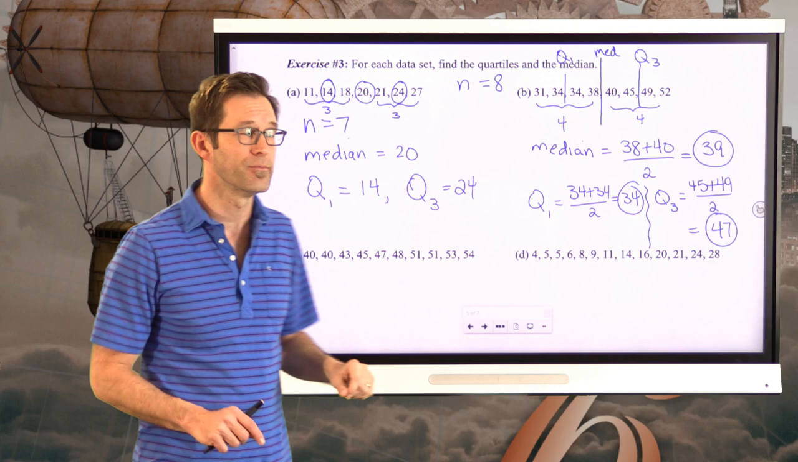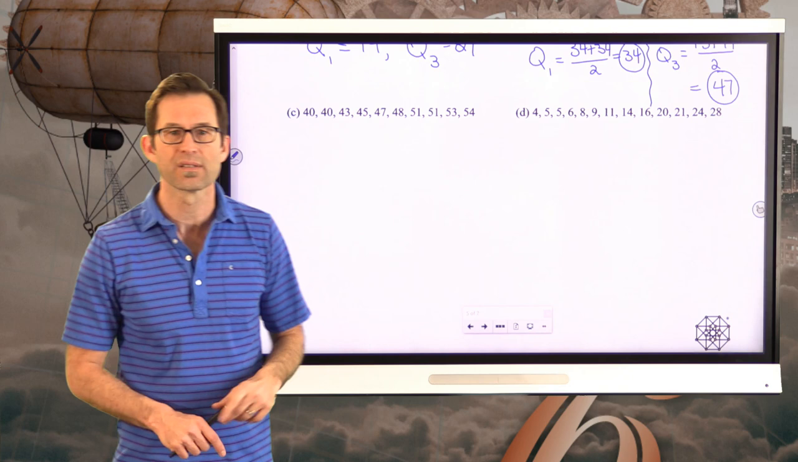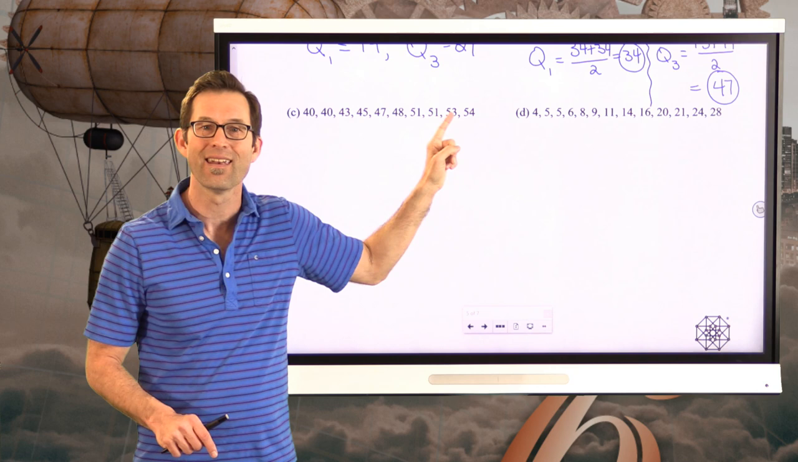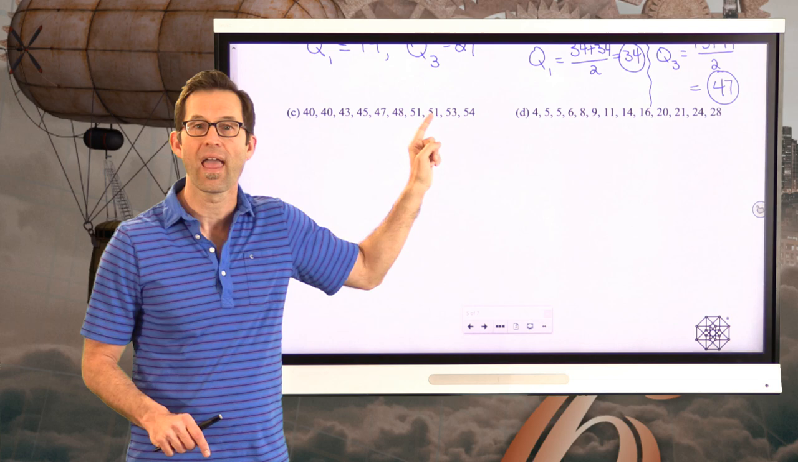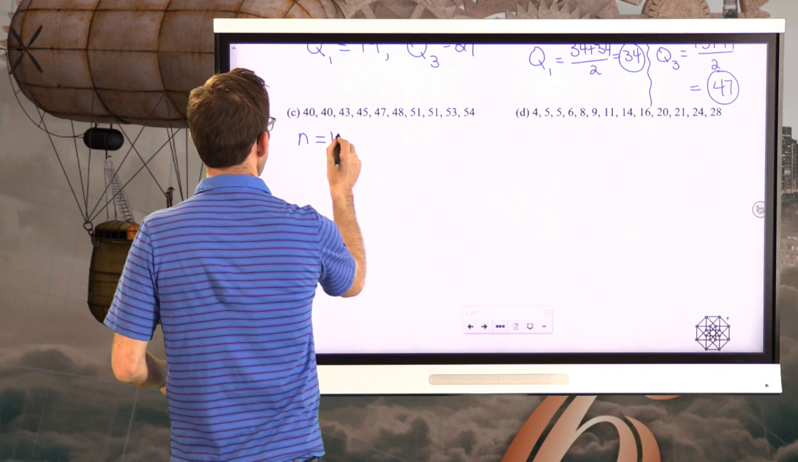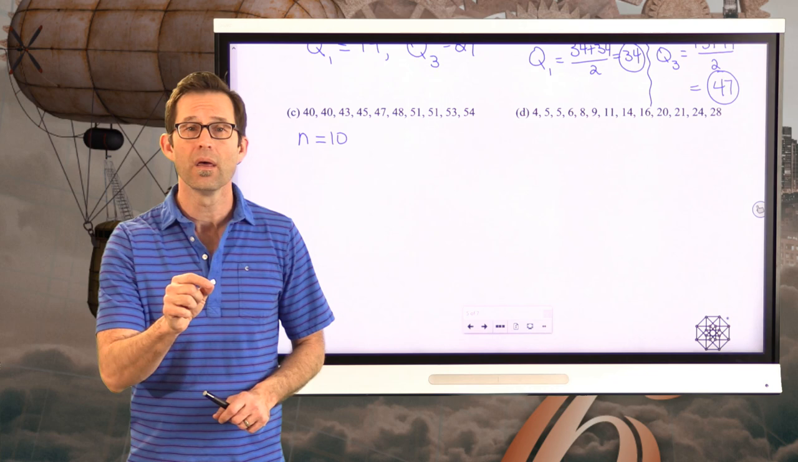Let's take a look at letter C and letter D, which have slightly bigger data sets. Let's take a look at C. We've got 1, 2, 3, 4, 5, 6, 7, 8, 9, 10 data points. I always want to make sure I've got the right number. So n equals 10. What I'd like you to do is pause the video now and see if you can figure out the median, the first quartile, and the third quartile of this data set.